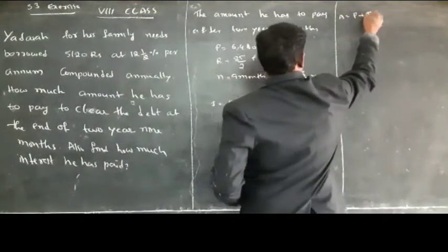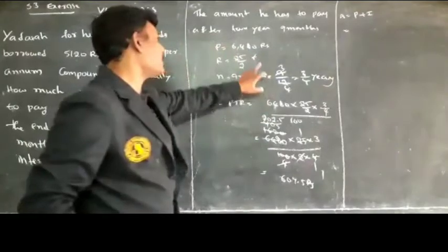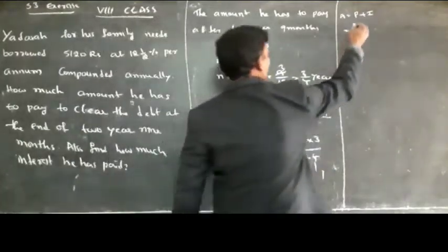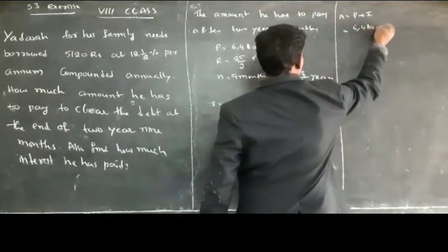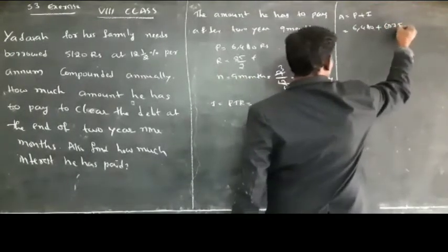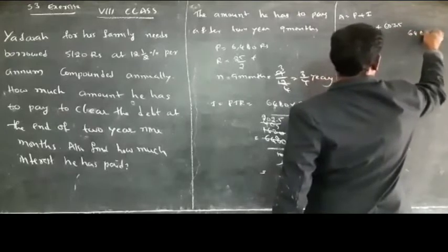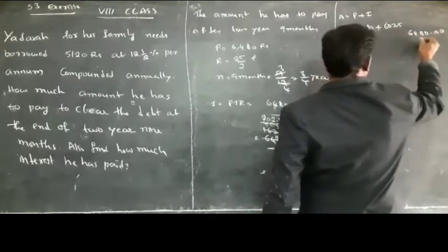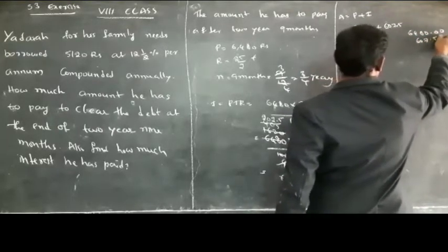Now A is equal to P plus I. P means what is the principal amount here? 6,480 plus I is nothing but 607.50. 6,480 plus 607.50.